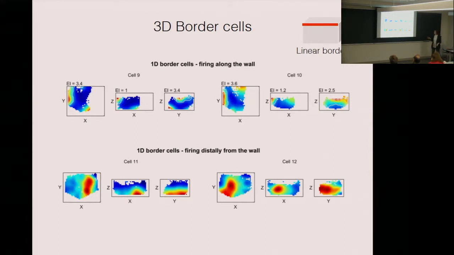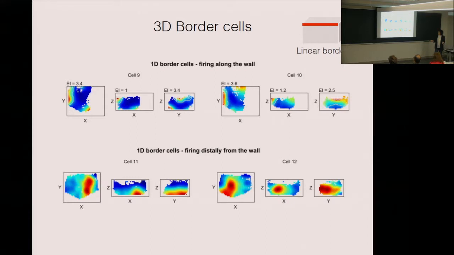Here's an interesting example of something a little bit different that we talk about in the context of border cells. We don't really know what this is, and it looks a little bit like a border cell that is firing a little bit away from the wall. So, for example, here you see it's like a line, and then when we cut the sausage, it's not exactly on the wall. It's a little bit to the side.